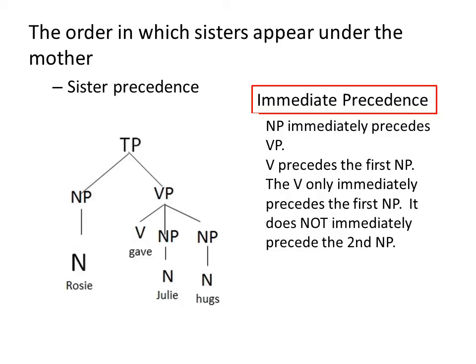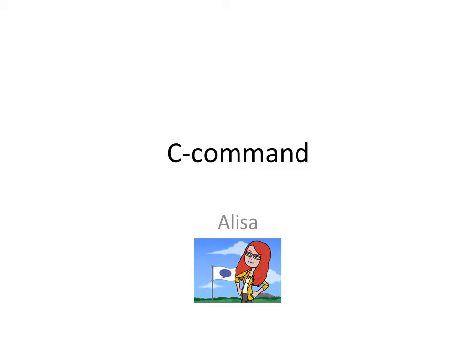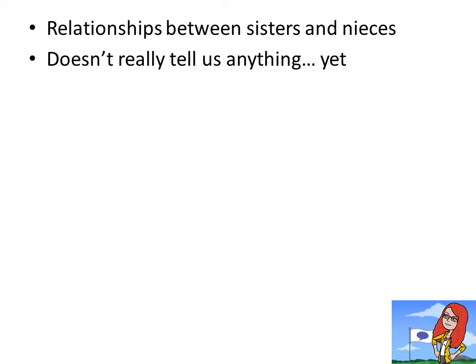Good. It immediately precedes the second noun phrase. Now we're going to look at what C command is. C command describes relationships between sisters and nieces. As of right now, C command doesn't really tell us anything important, but it will when we talk about binding in Chapter 5.